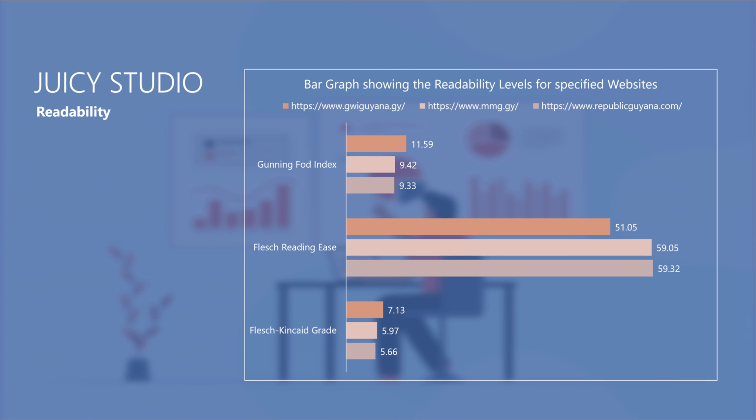Looking at the bar graph, we can see how the readability levels vary between the websites and how the Juicy Studio tool can aid in identifying not only this difference but the specifics for a user's product. From the graph, we can see that the Republic Bank of Guyana had the best readability level in all the different indexes. It had the lowest number of years which it would take to fully grasp the website for both the Gunning Fog Index and the Flesch-Kincaid grade.